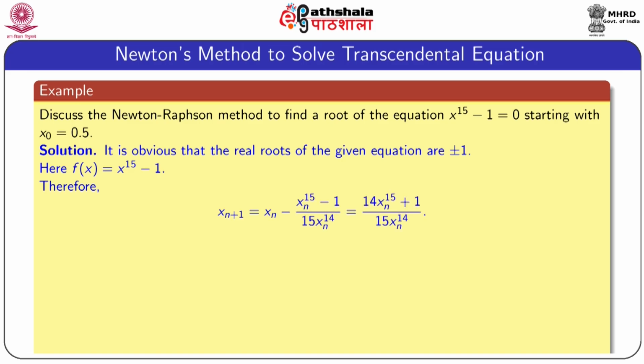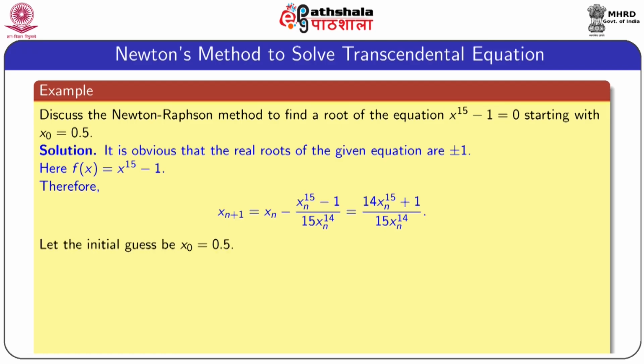So, we consider f(x) equal to x to the power 15 minus 1, and the Newton-Raphson iteration scheme is x(n+1) equal to xn minus (xn to the power 15 minus 1) by (15 into xn to the power 14), and after simplification it becomes (14 xn to the power 15 plus 1) divided by (15 xn to the power 14).